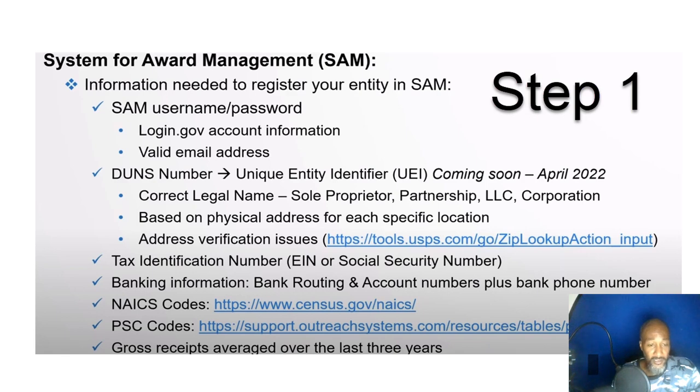You can get a PSC code, and then you're going to need your gross receipts average over the last 3 years that you're in business. When you get those gross receipts, you divide it by 3, and that will be your total that you will put once we get to that section, because they're going to ask you for your gross receipts. If you don't have any gross receipts, you can kind of project what you're going to average on being on these government contracts.